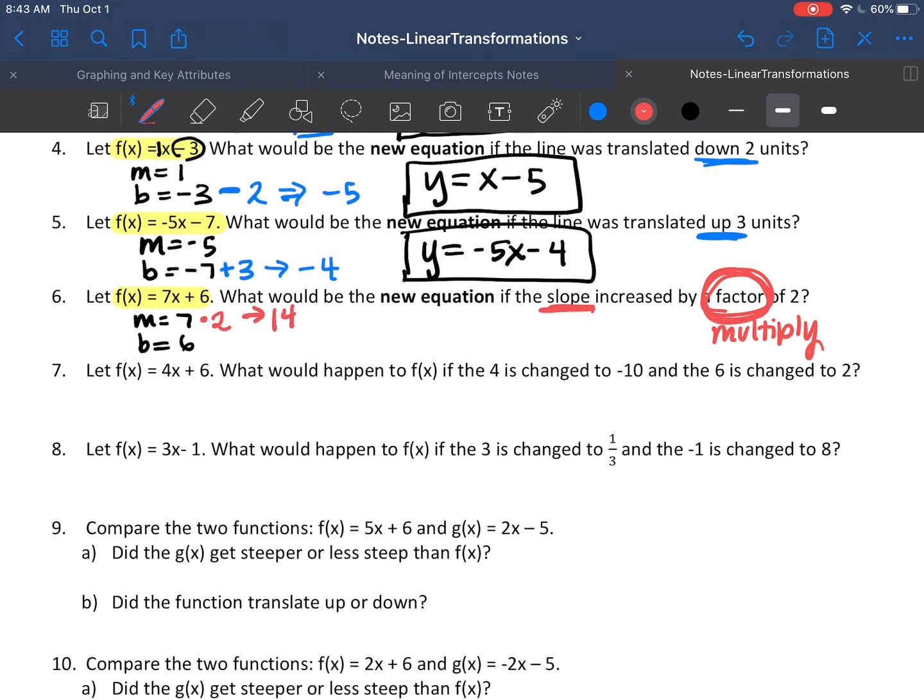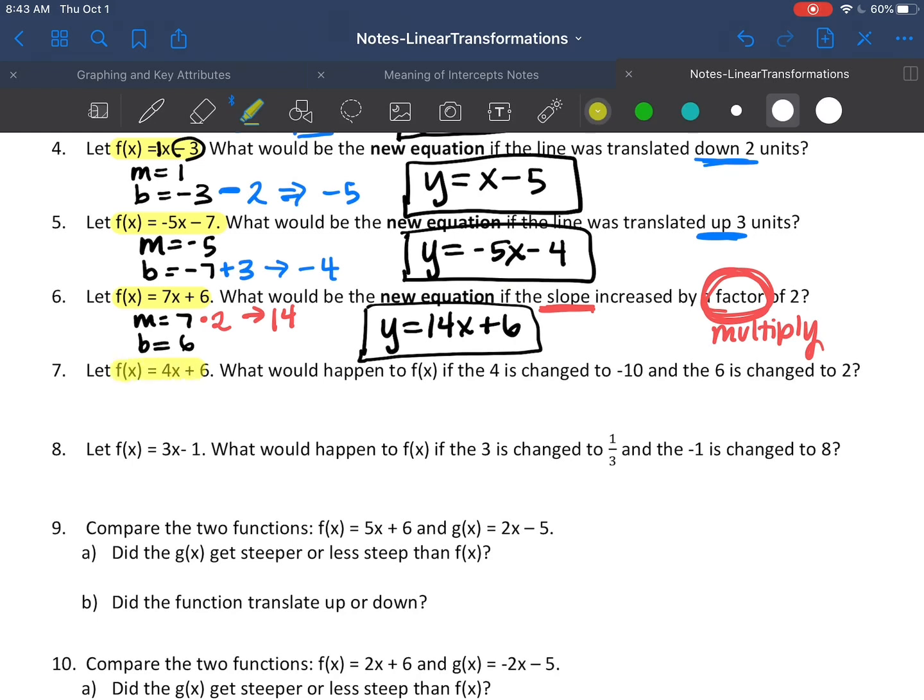This time we leave our b value alone. That 6 does not change. The 7 is the only thing that changes because only the slope is changing. And so my new equation would have a 14 as the slope and then still have the y-intercept at 6. Don't multiply that one. Don't add 2, don't do anything, but multiply the slope by 2. You can see how there would be a lot of good distractor options on a multiple choice test for these.